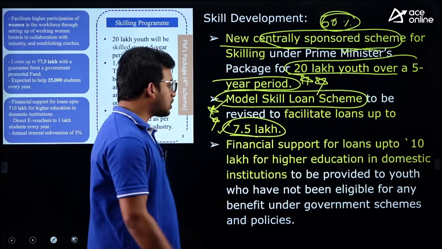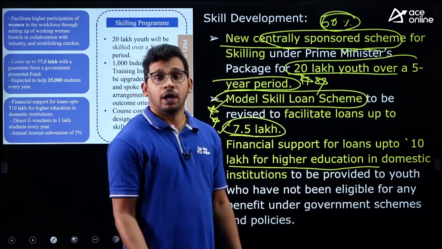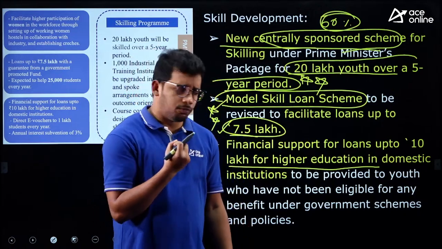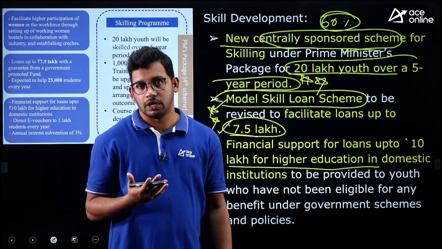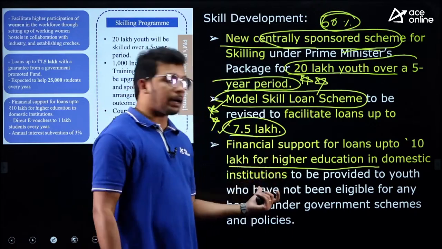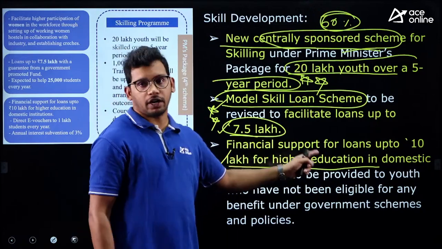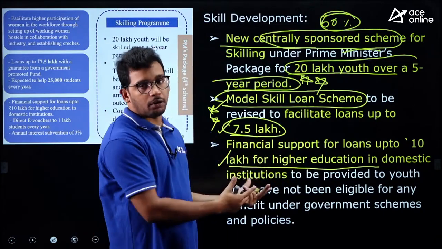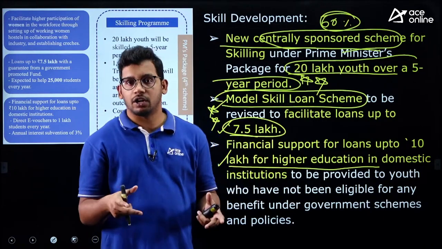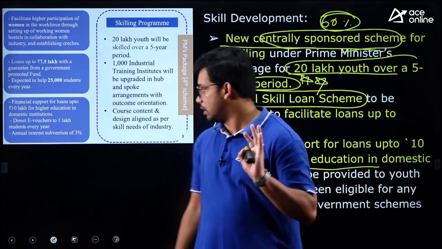Next one, financial support for loans up to 10 lakh for higher education in domestic institutions. Many people, like students, wish to do higher education like MTech, master's degrees, PhD and so on. For that purpose also the government is coming up with 10 lakh for higher education. So you can take a loan directly from the government, 10 lakh rupees, educate yourself for a master's degree and so on, then get employment and pay back, right. So the government is encouraging that, fine.